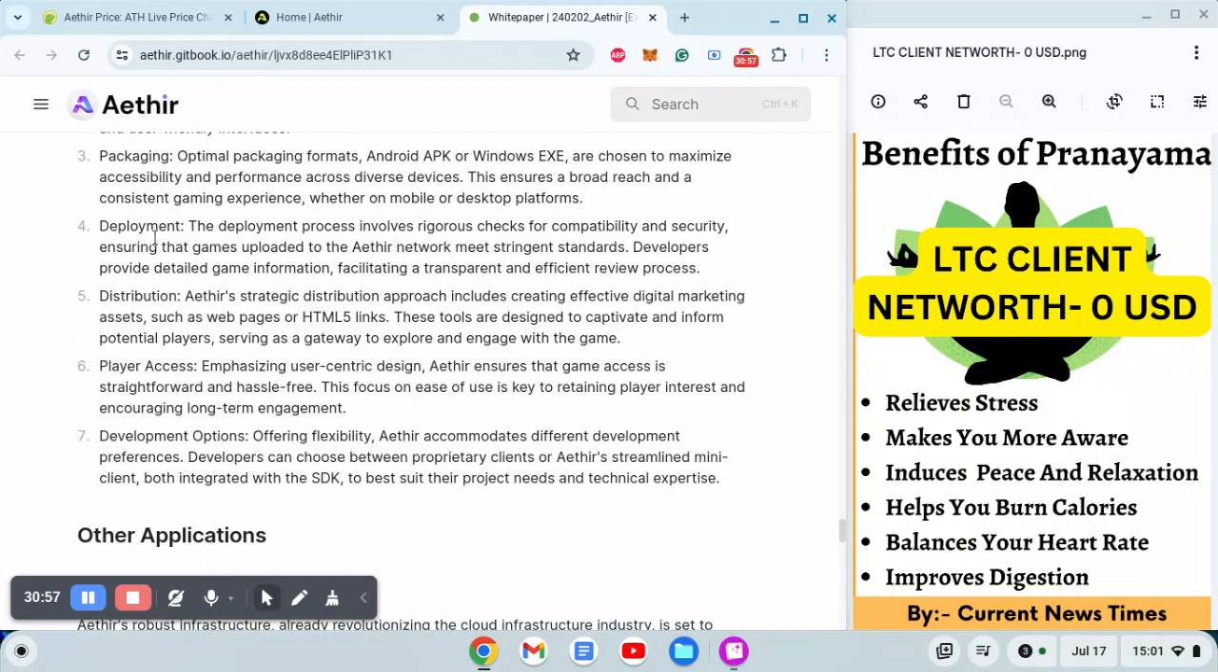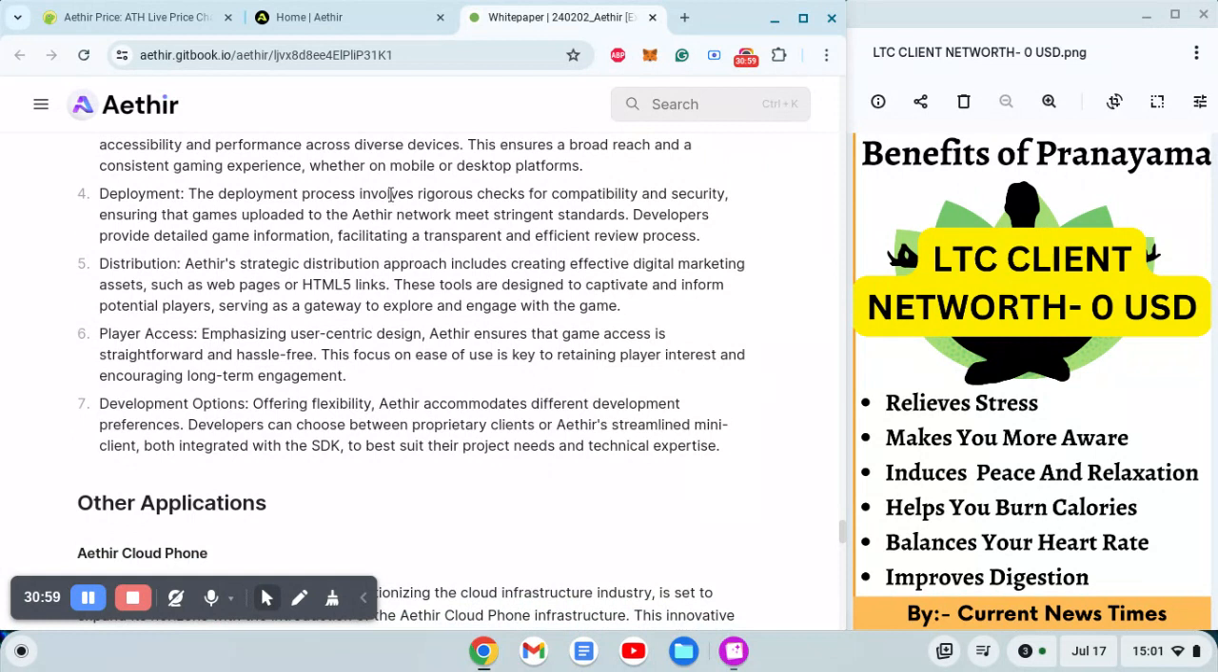Now let's move to the deployment. The deployment process involves rigorous checks for compatibility and security, ensuring the games uploaded to the Aether network meet stringent standards. Developers provide detailed game information, facilitating a transparent and efficient review process.